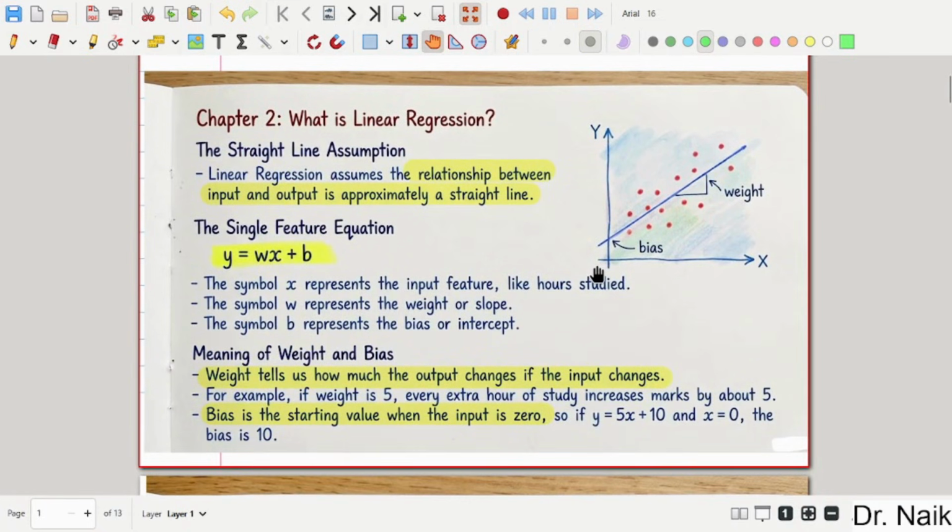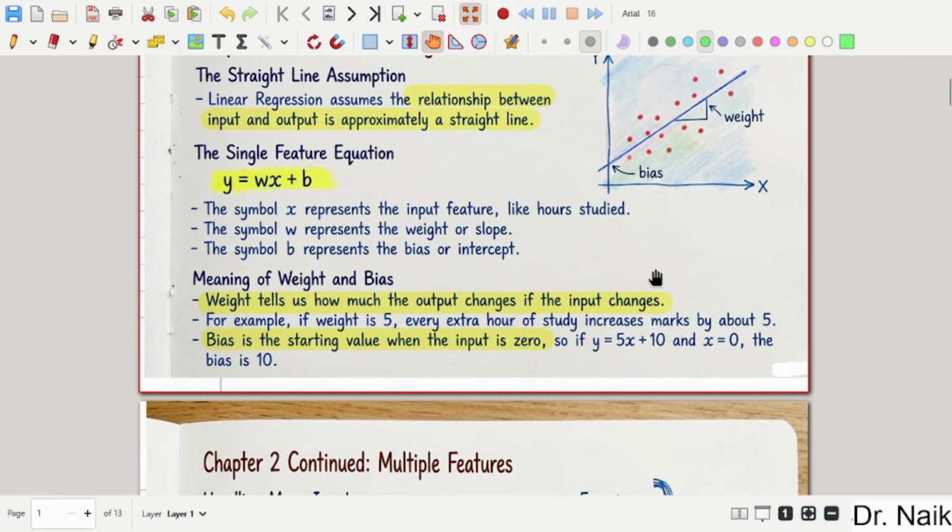Recall what a linear regression is. A linear regression assumes the relationship between the input and the output is approximately a straight line. The formula for a single feature is y = wx + b, where y is the predicted value, x is the input feature, w is the weight or the slope, and b represents the bias or the intercept.